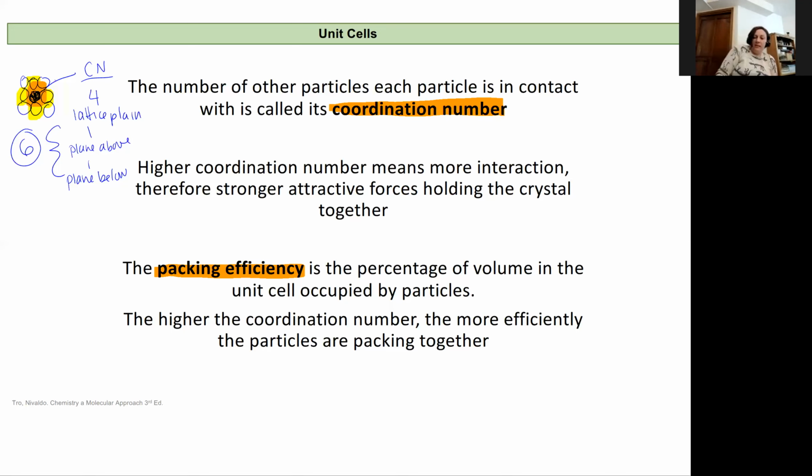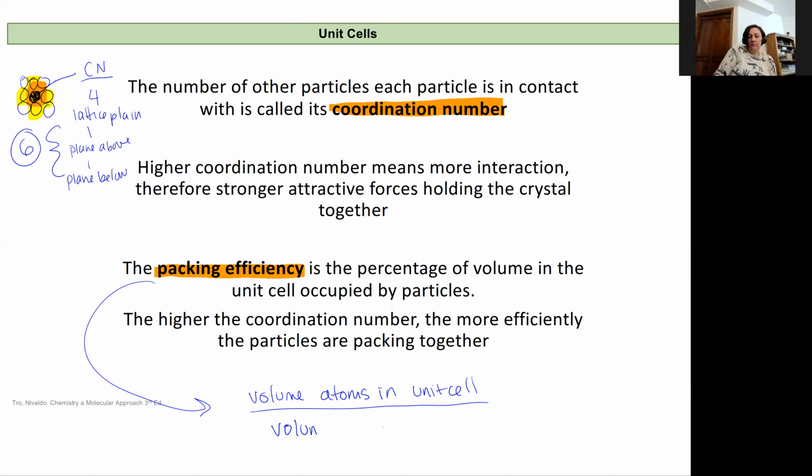And that's going to be equal to the volume that the atoms in the unit cell take up, divided by the actual volume of that unit cell, times 100. So as we see that coordination number increase, we'll see that packing efficiency increase as well. All right, we'll go through some examples of different unit cells in the next lecture.